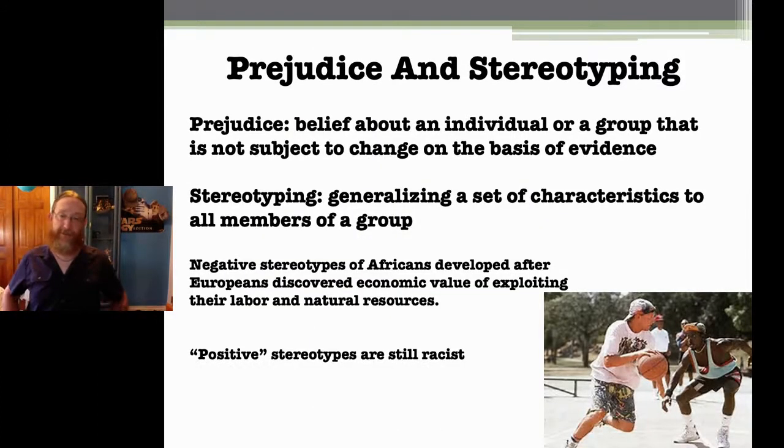There's White Men Can't Jump, or at least a little clip off of that. Prejudice and stereotyping. Prejudice: a belief about an individual or group that is not subject to change on the basis of evidence. So people just carry that prejudice with them. You can show them things to the contrary, and they still won't believe it, right? Negative stereotypes of African Americans developed after Europeans discovered the economic value of exploiting their labor and natural resources. And even positive stereotypes are still racist, right?